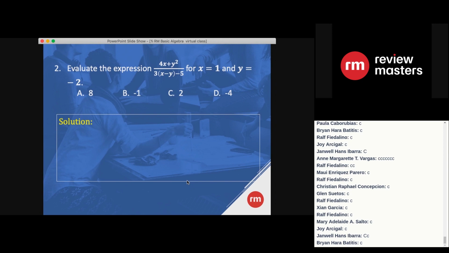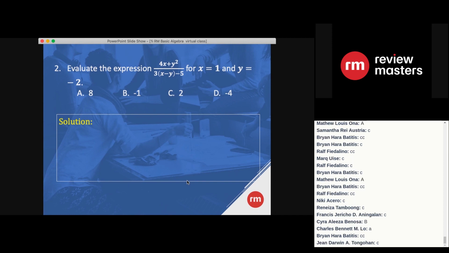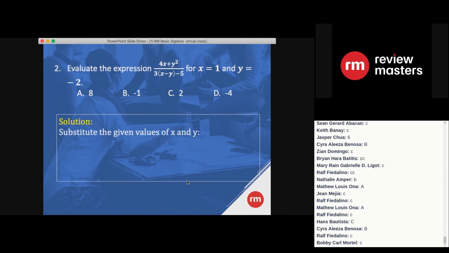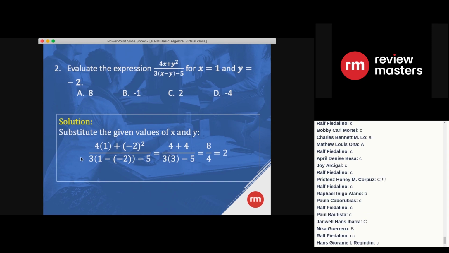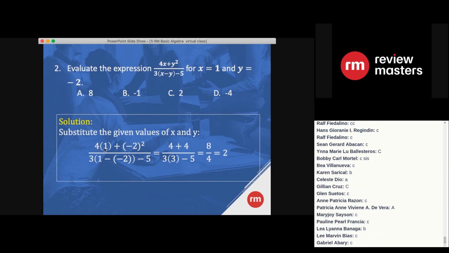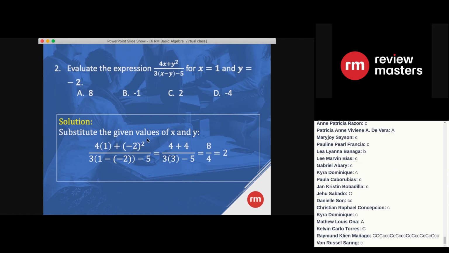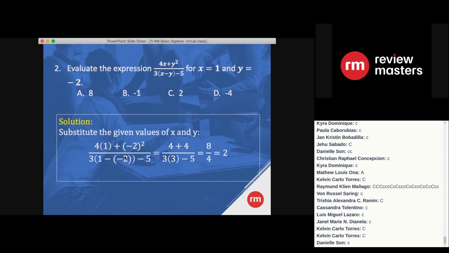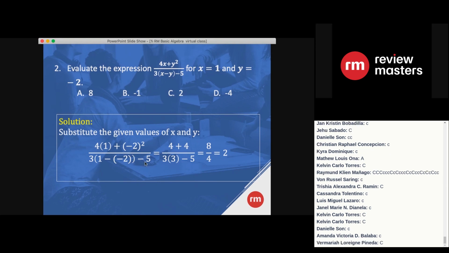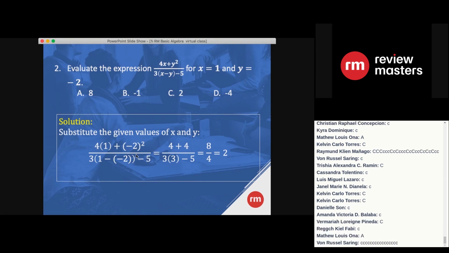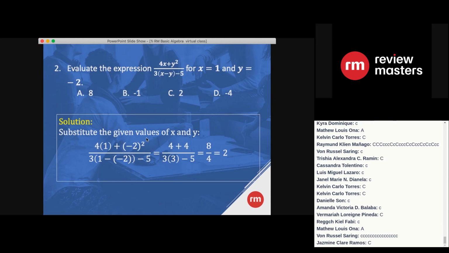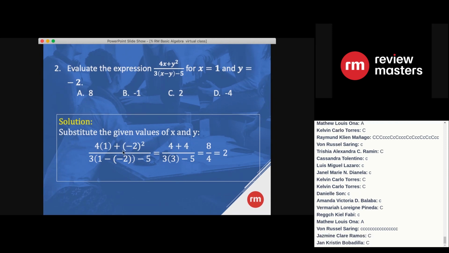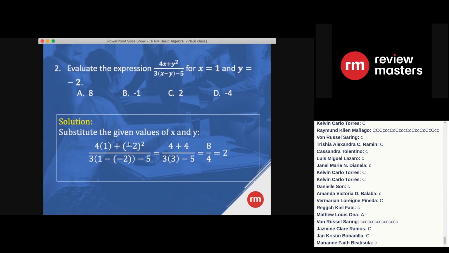So in cases like this, you have to substitute 1 for the x and negative 2 for your y. Okay, so substitute the given values. So you have therefore, since x is 1, so you substitute 1 plus negative 2 squared, because y is negative 2, all over 3 times 1 minus negative 2 minus 5. Okay, now here, I would like to look at this one. What would be negative 2 squared na ganito? What would be your answer here? Negative 2 squared.